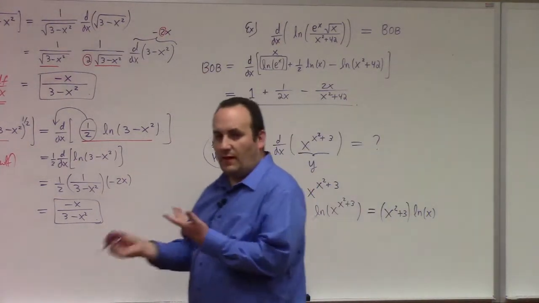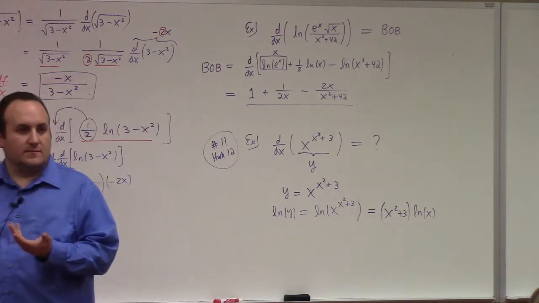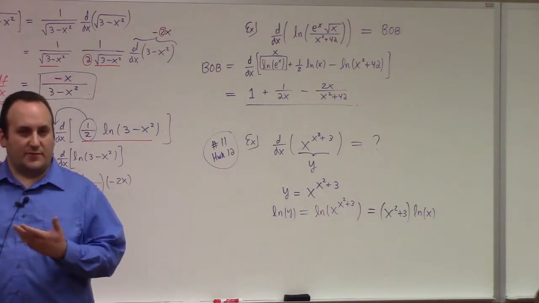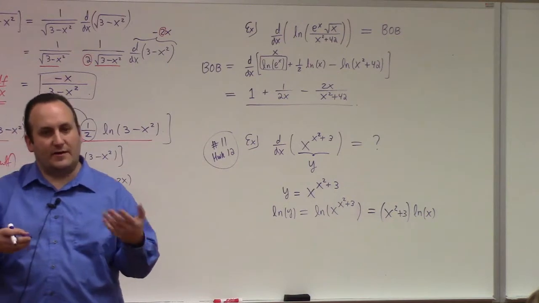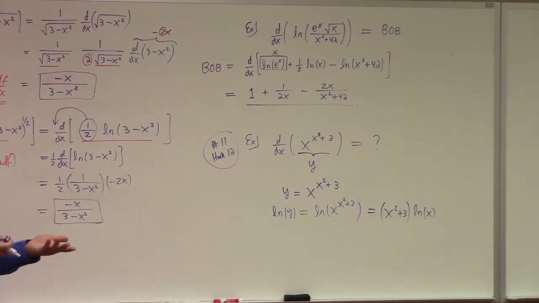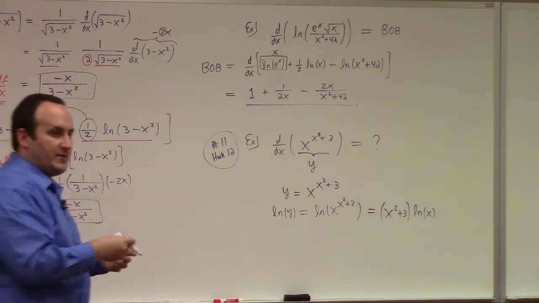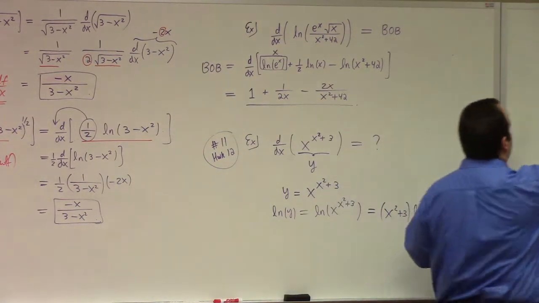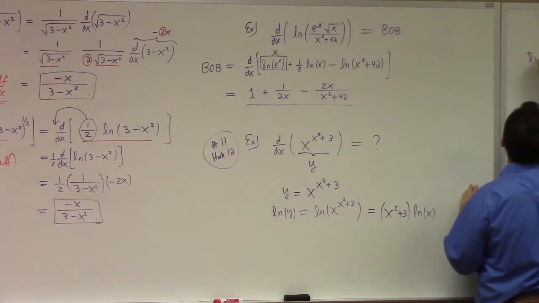Do you see why we had to do that? Because we don't know how to differentiate other things, so I have to change it to something I know how to differentiate. I know how to differentiate natural log. I know how to differentiate x squared. And I can do implicit differentiation here to figure it out. So we differentiate implicitly. What does that give us?